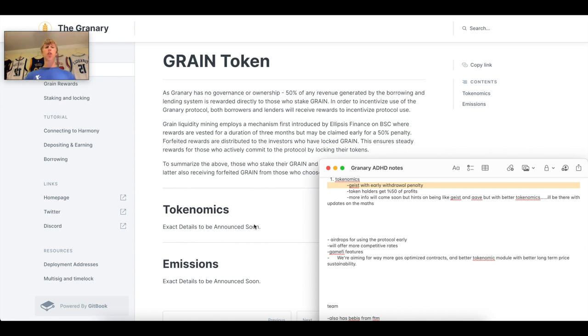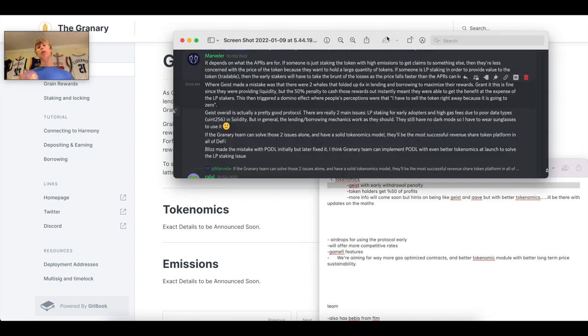So back to the tokenomics, again, there is more info to come soon, but there are a lot of hints on this being like Geist, Aave, with better tokenomics. So here is a quick screenshot I wanted to show you. As you can see, it says Geist overall is actually a pretty good protocol, and I agree, but there are two main issues. First is the LP staking for early adopters. I agree with this big time, because basically when you're the pool two, you are just asking to get dumped on and you're going to receive a lot of impermanent loss and you're not going to be a happy camper.